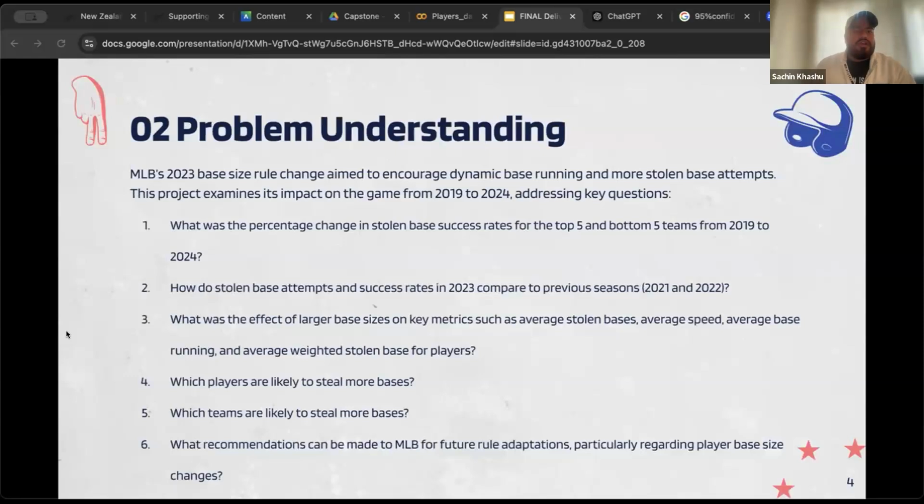Looking into the problem understanding, working with Richard and Justin, we worked on key questions to guide this analysis. Some of these being: how have stolen base success rates changed since 2019? What trends emerged in 2023 compared to earlier seasons? Which players and teams specifically adapted best under the new rules? And then what refinements could make this rule even more effective?